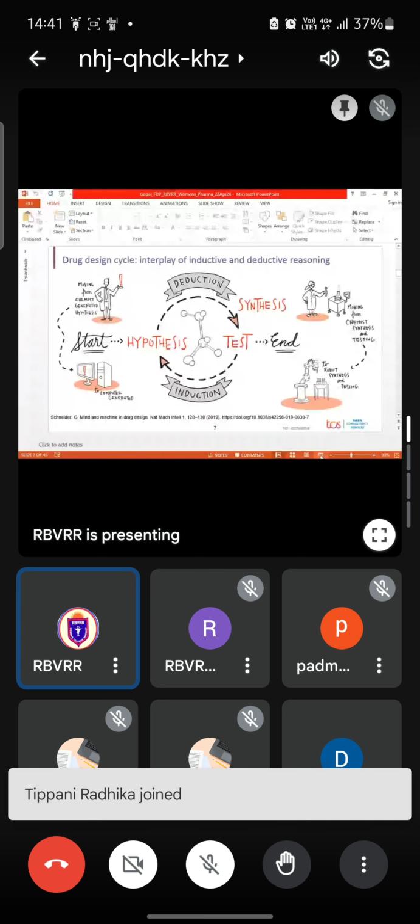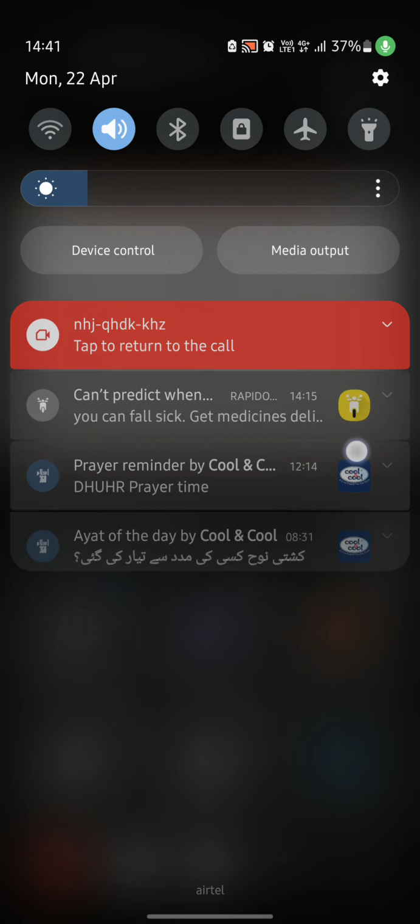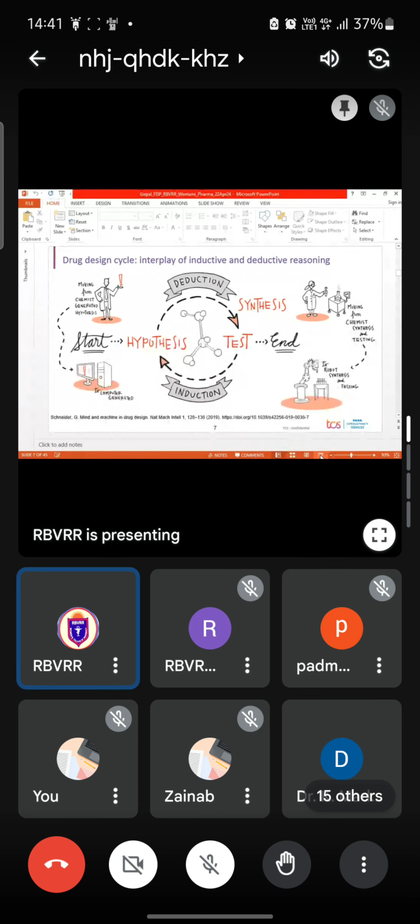So that's the start, the hypothesis. And then you have to test the hypothesis. We have discussed in the previous cartoon that this iterative cycle continues until we reach the desired goal. So we keep doing this again and again: deduction, induction, deduction, hypothesis, synthesis, test, redesign the hypothesis until we get to the end. Any questions?